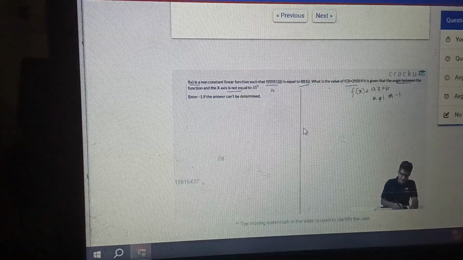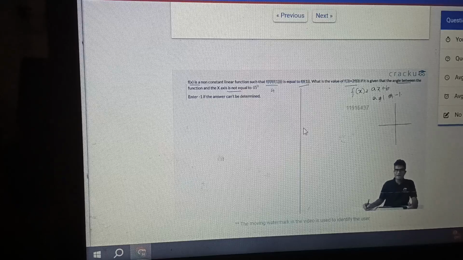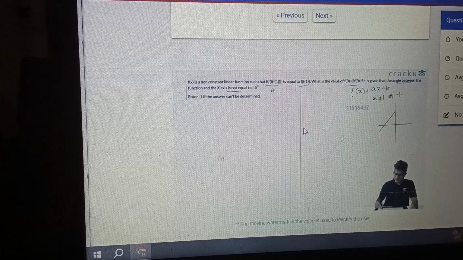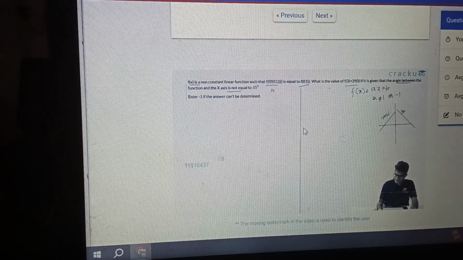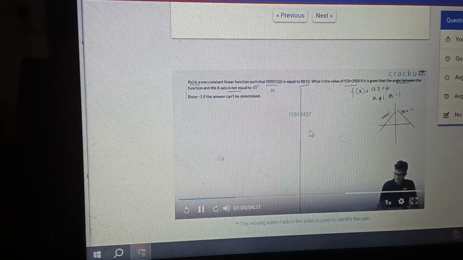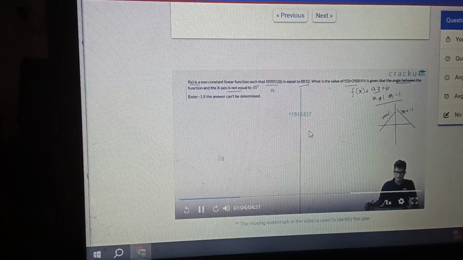Because if you are looking at any line, and you are told that the line makes an angle of 45 degrees with the x-axis, it can be either like this or like this. In the first case, the slope of the line is equal to 1, and in the second case, the slope is equal to minus 1. a is basically the slope of the line, so the slope cannot be equal to 1 or minus 1.